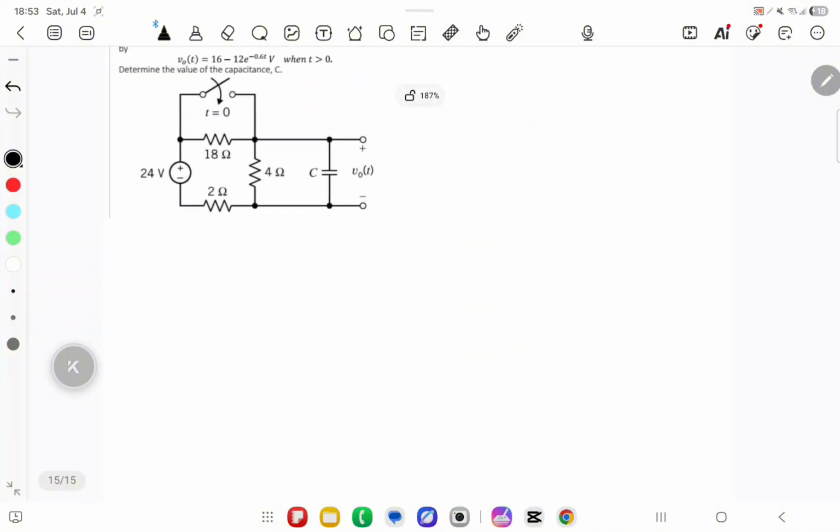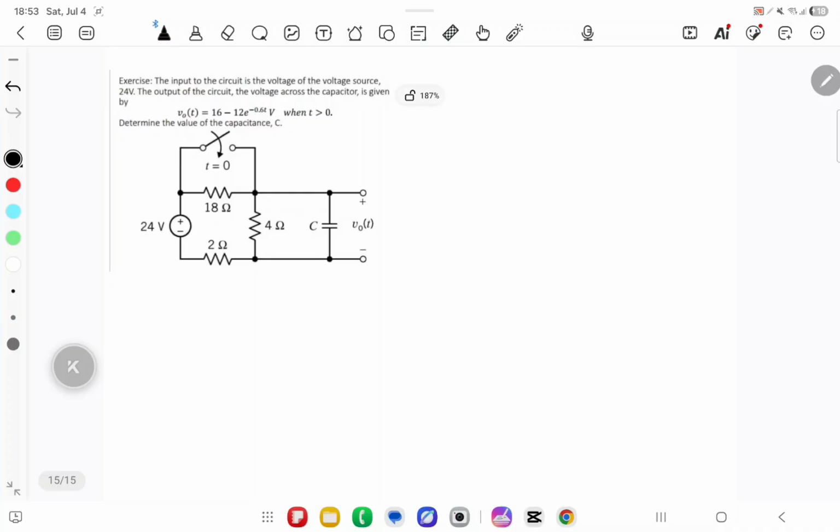So the next example is slightly more involving. We know our initial voltage value, initial voltage equation, and we have to find capacitance value C. We apply all the same methods. So first we have to find our I0 and V0. The switch is not yet closed, so we have our resistor, we have our voltage source, we have 2 here and 4 over here.